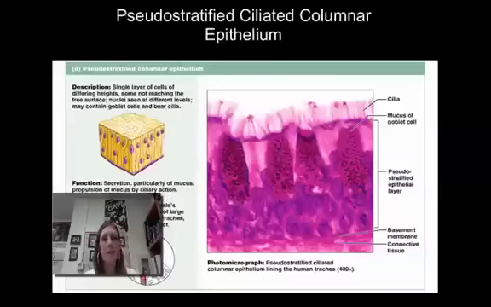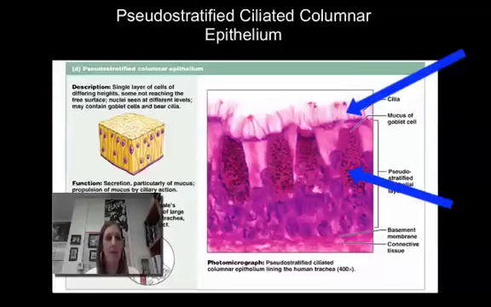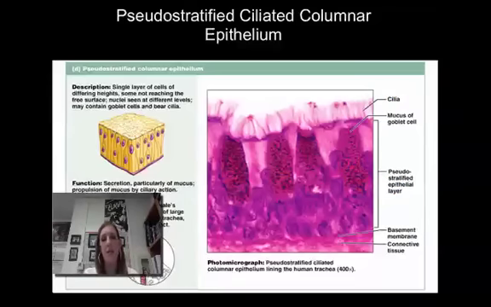This is what we call pseudostratified ciliated columnar epithelium. I know it's a mouthful. What you notice are a couple of things about this. They are a single layer of cells, but they're at differing heights. So if you look at the top, the nuclei don't line up all nicely the way that they did in the columnar epithelium. They can contain goblet cells just like the simple columnar epithelium.